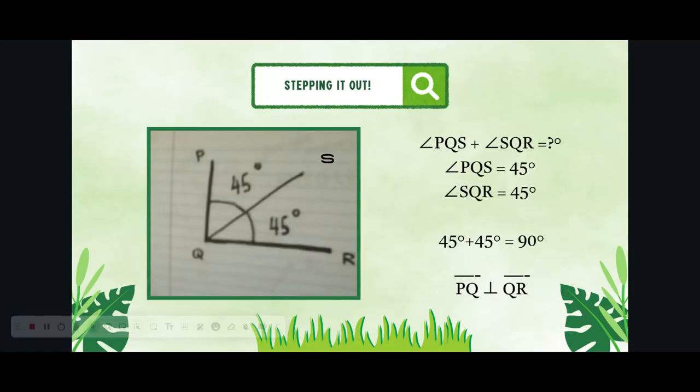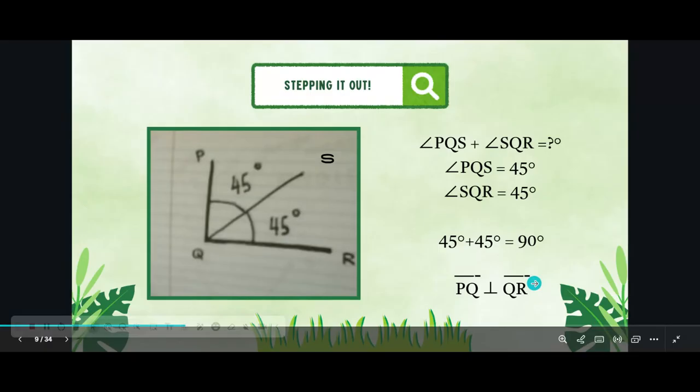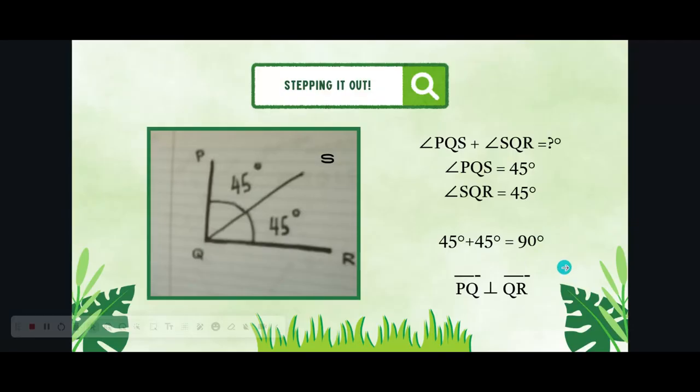This is very simple, and all you do to find out if the angles are complementary is simply sum the angles. And that means that PQ is perpendicular to QR, because whenever two lines meet to form a 90-degree angle, they are perpendicular by definition.